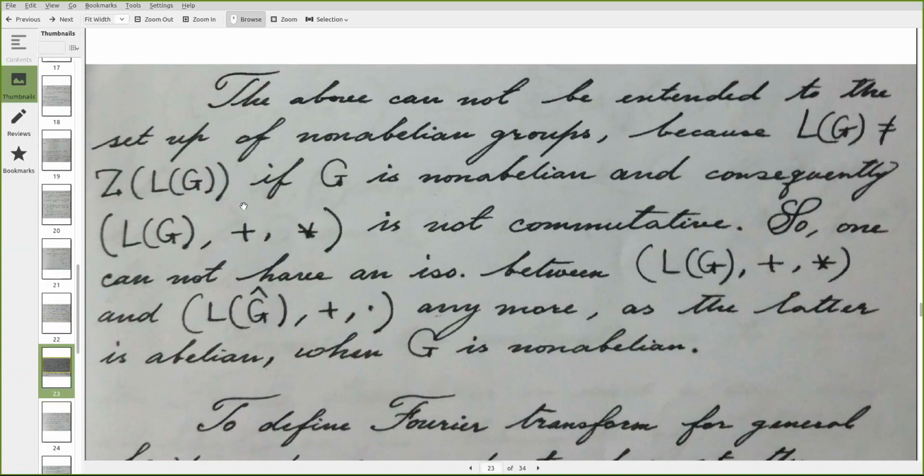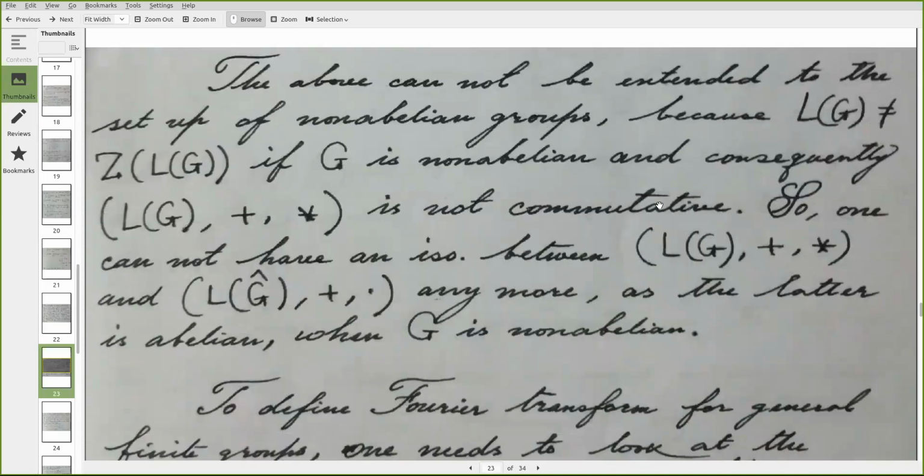In other words, this algebra is not commutative; an algebra being commutative means the ring is commutative. So when G is non-abelian, this is not commutative. So one can never expect to have an isomorphism between these algebras, because this one is non-commutative, whereas this one is always commutative, because here the multiplication is the pointwise product of complex numbers.